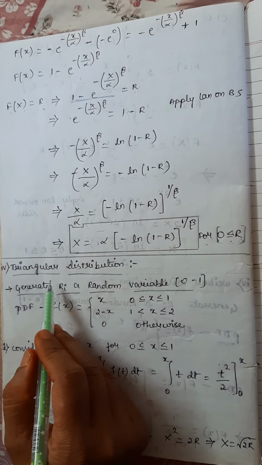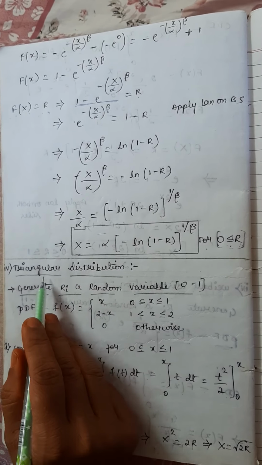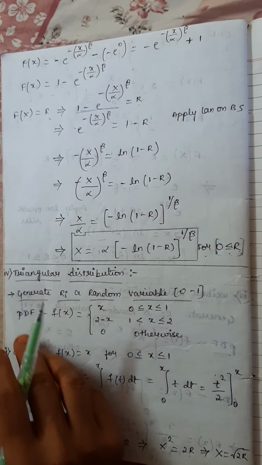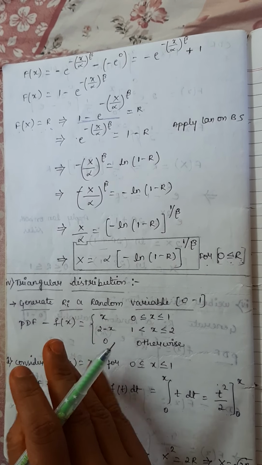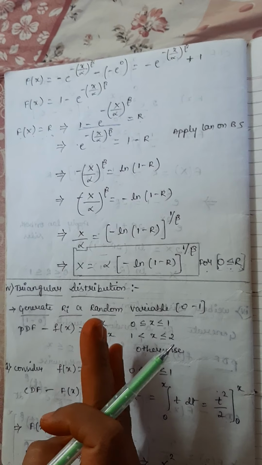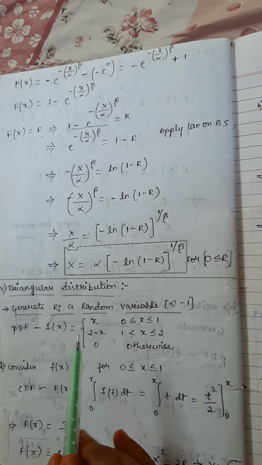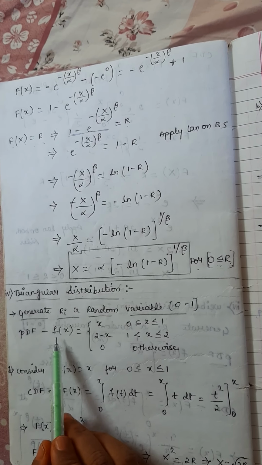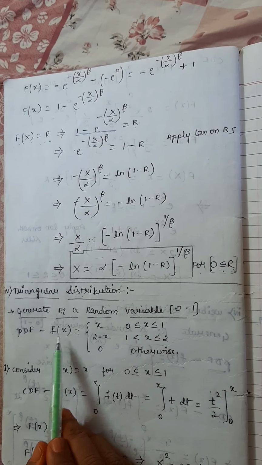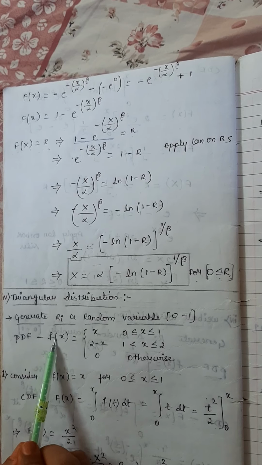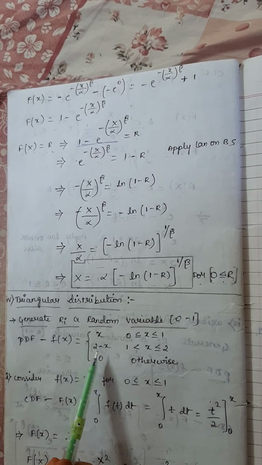Next, let us apply the inverse transform technique to the triangular distribution. Till now, the Weibull distribution, uniform distribution and exponential distribution had only one equation for the probability density function small f of x, but in the triangular distribution we have two equations.